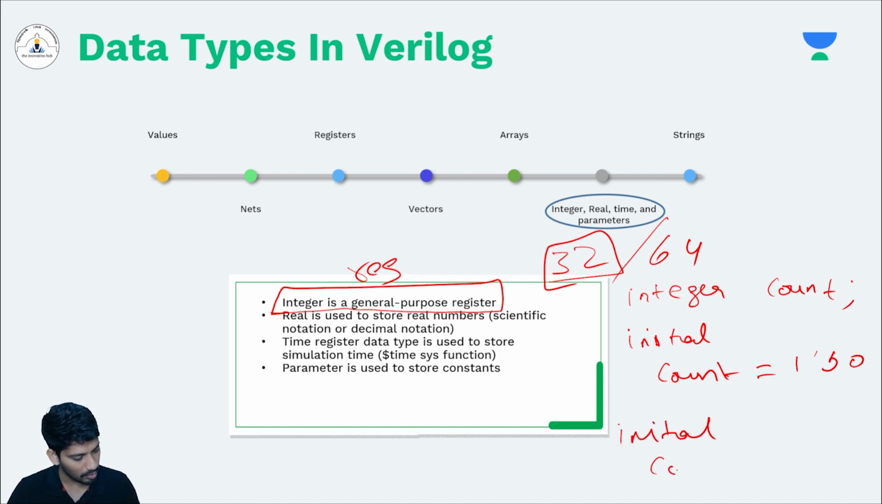Or you can do it again in initial. Let's say I want to define a negative number. I can directly write count = -65. Like this, you can assign any positive or negative numbers with a size of 32 bits or 64 bits in the case of integer.